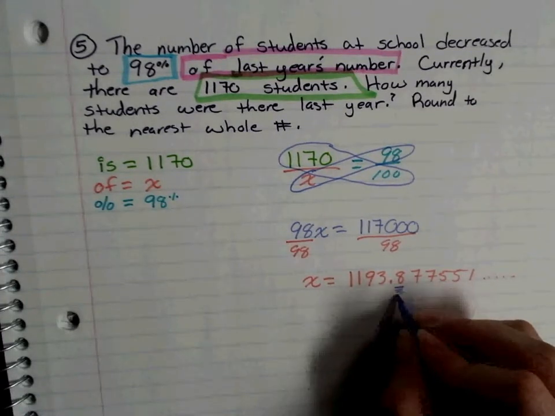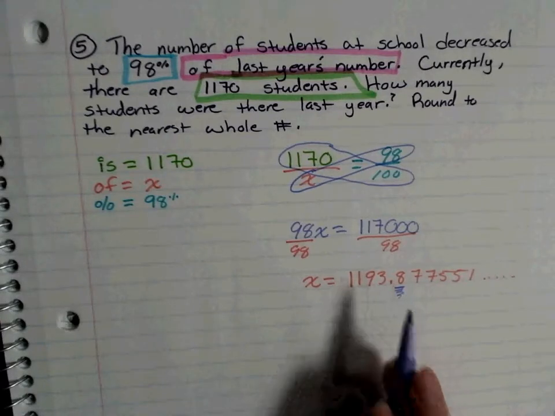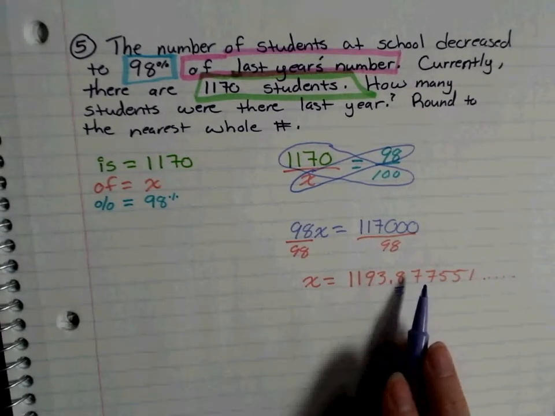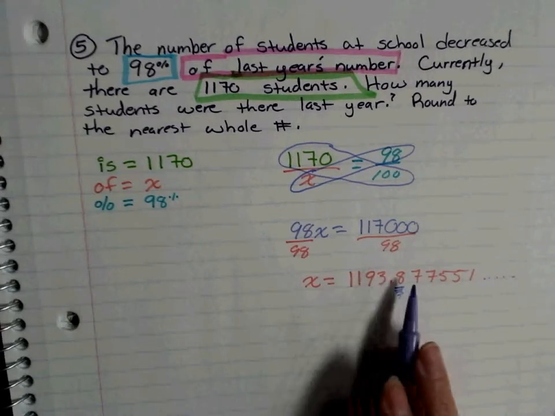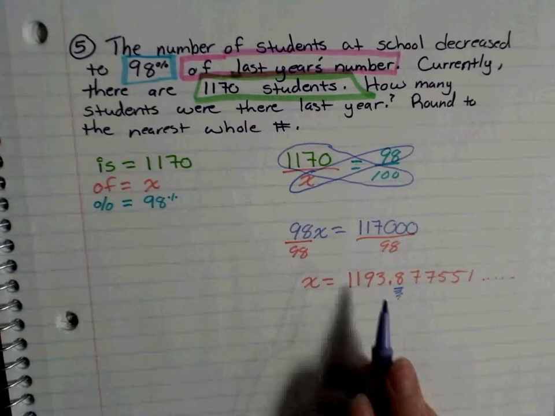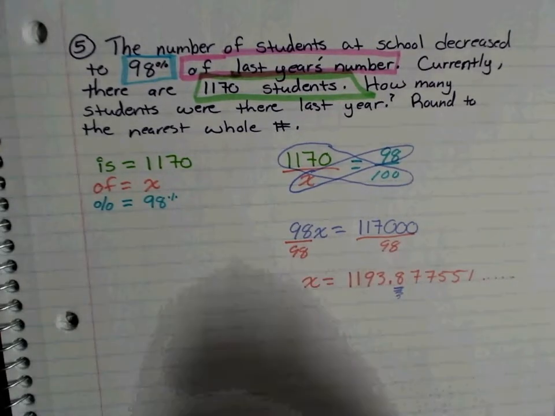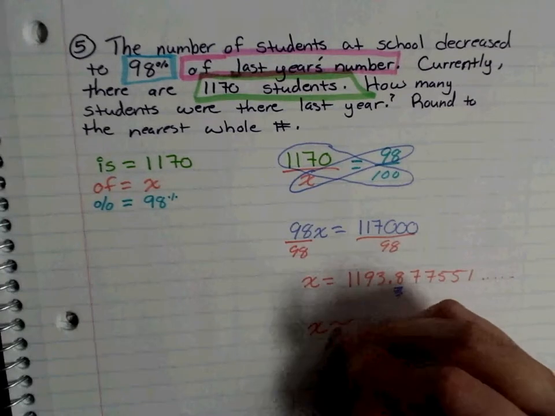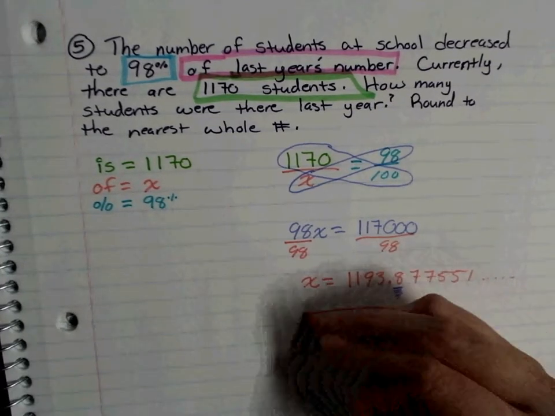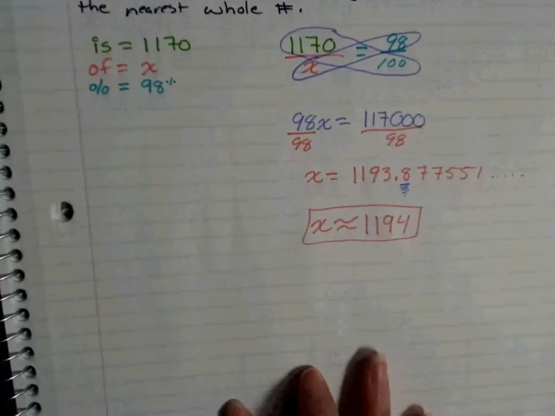So if we're rounding to the nearest whole number, it means we're going to look at the number that's directly behind the decimal, and that's going to tell us how to round it. So the number behind the decimal is an 8. So are we going to round up or leave it alone? Up. So what's the next number? 1,194. So x is going to be approximately 1,194.